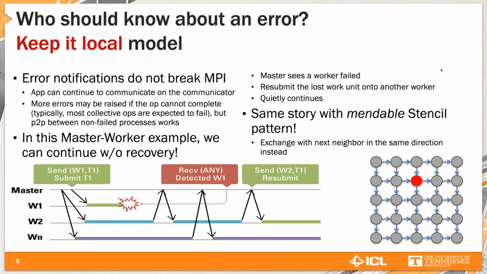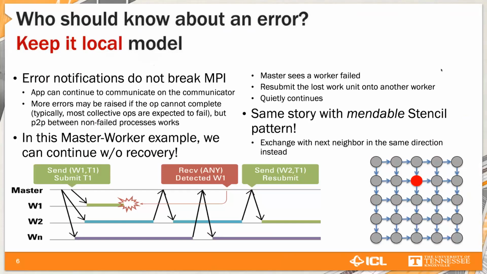Okay, so the ULFM model that we proposed before, or the keep-it-local model, as I call it here, is basically taking the premise that we are going to interrupt only operations that are directly impacted by the failure. So if a process is doing communication with a failed process, then that operation is going to report an error. Otherwise, it should not report an error.